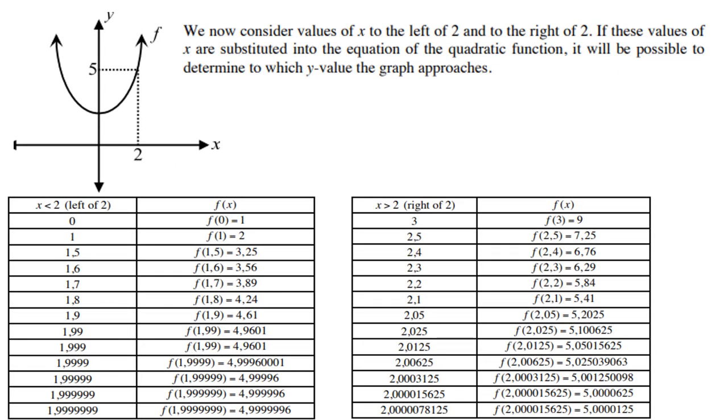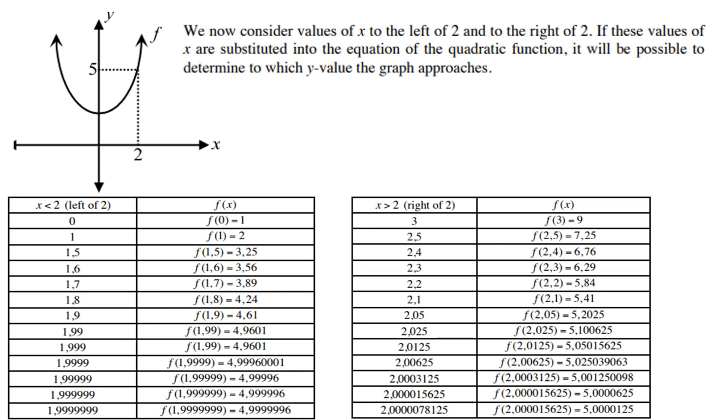So, if we now consider values of x to the left of 2 and to the right of 2, if these values of x are substituted into the equation of the quadratic function, it will be possible to determine to which y value the graph will approach. And of course, you can use this with your calculator. So if you look at what we have there, look at x less than 2. That means you're approaching 2 from the left-hand side.